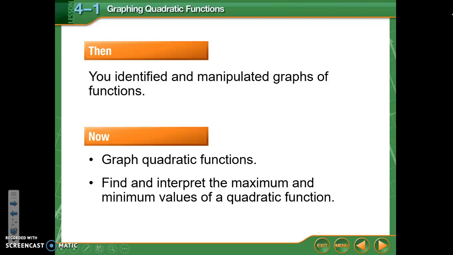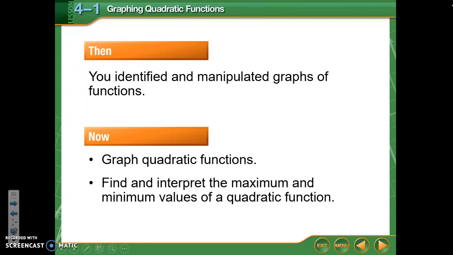Hello, it is time to start Chapter 4. Chapter 4 is all about quadratic functions, so parabolas, how to graph them, how to factor, how to solve them in a bunch of different ways. We're starting out today with Section 1, which is about graphing quadratic functions.